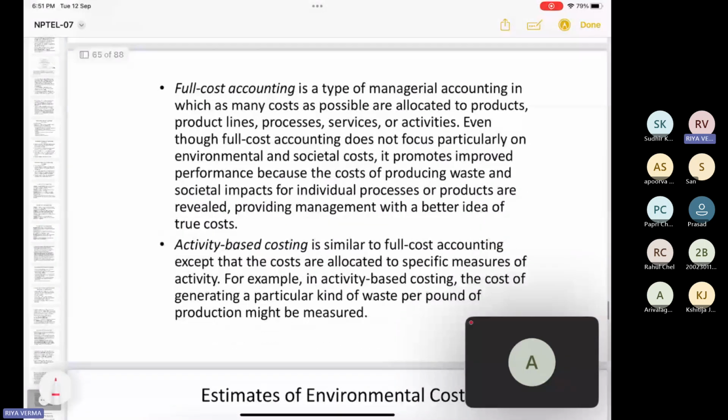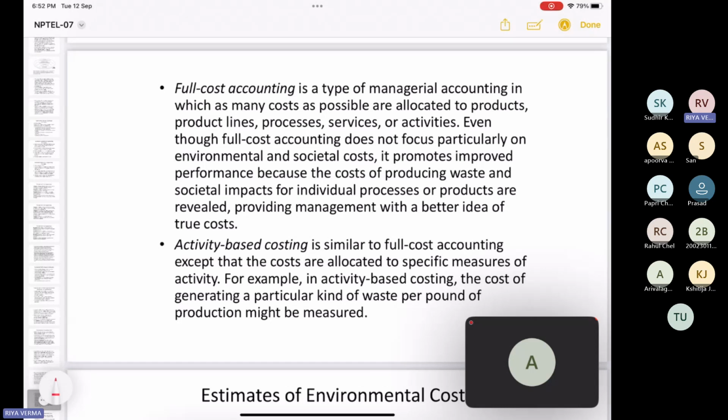So, we have two types of accounting, full cost accounting, and then activity-based costing. Full cost accounting is a type of managerial accounting in which as many costs as possible are allocated to products, product lines, processes, services, or activities. Even though full cost accounting does not focus particularly on the environmental and societal costs, it promotes improved performance because the cost of reducing waste and societal impacts for individual processes or products are revealed, providing management with a better idea of the true cost.